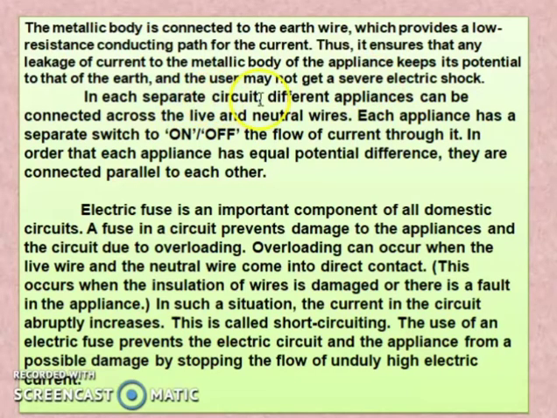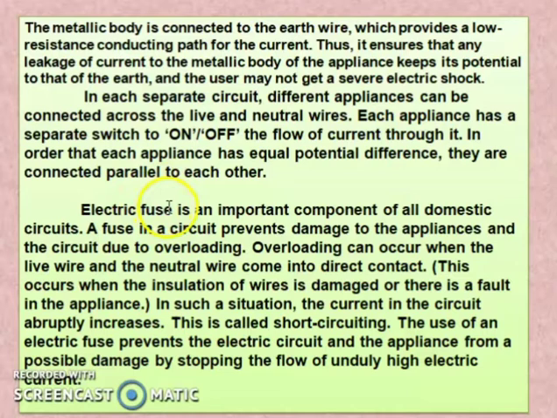In each separate circuit, different appliances can be connected across the live and neutral wire. Each appliance has a separate switch to turn the flow of current through it on and off. In order that each appliance has an equal potential difference, they are connected in parallel to each other. So you know that electrical appliances can be connected in series as well as in parallel.